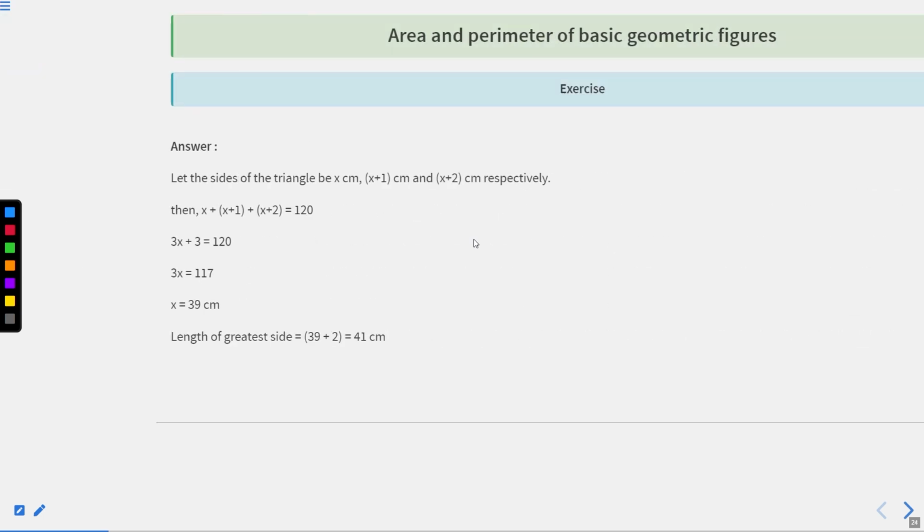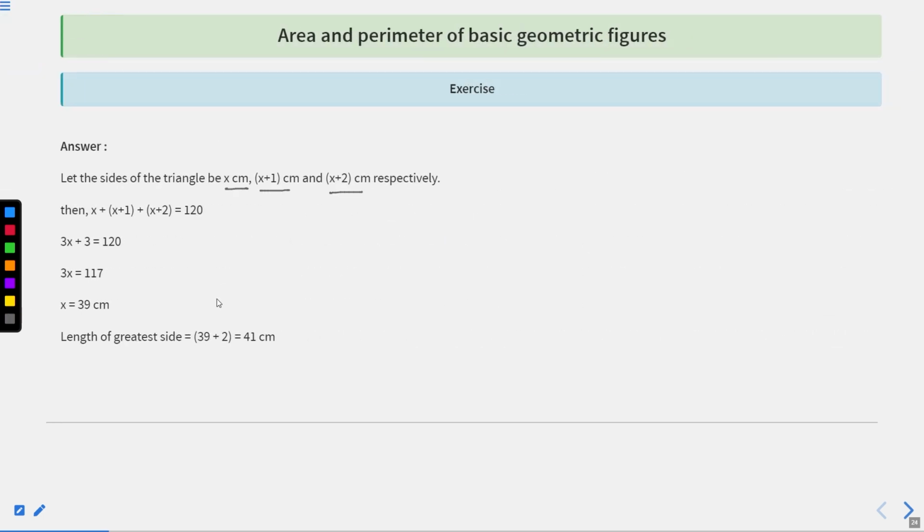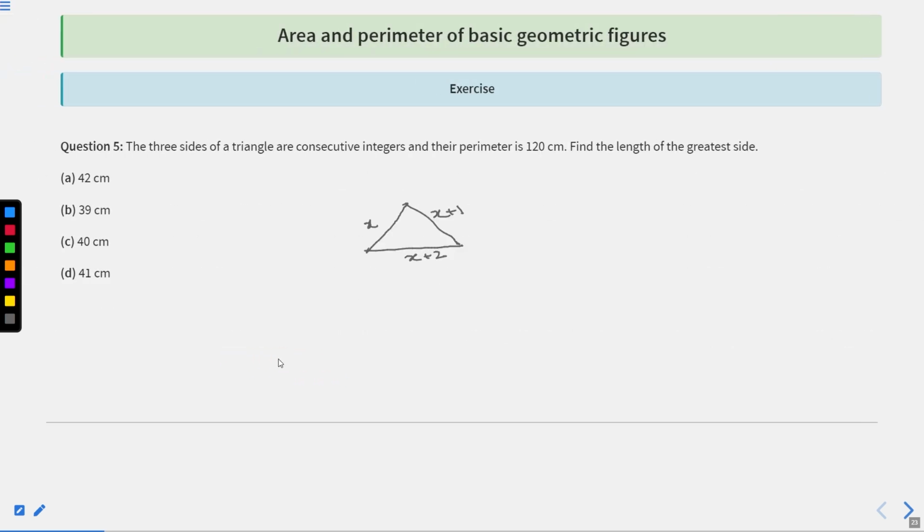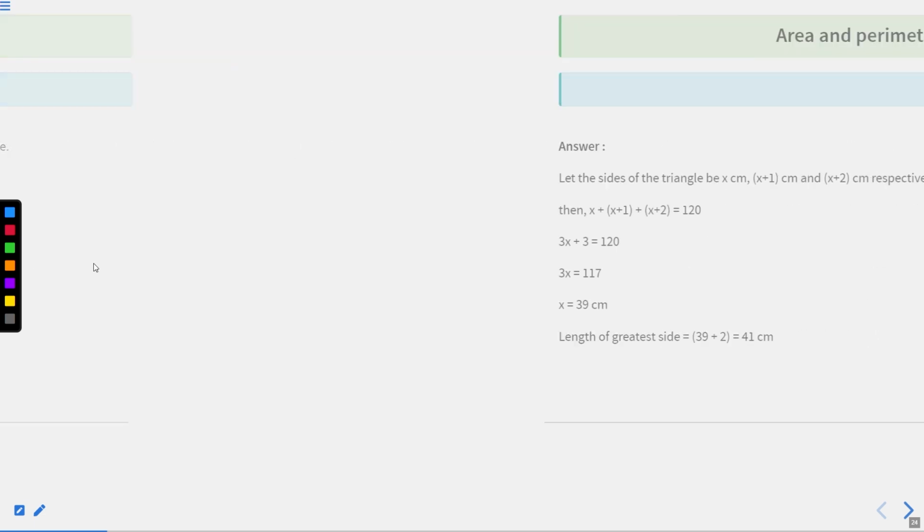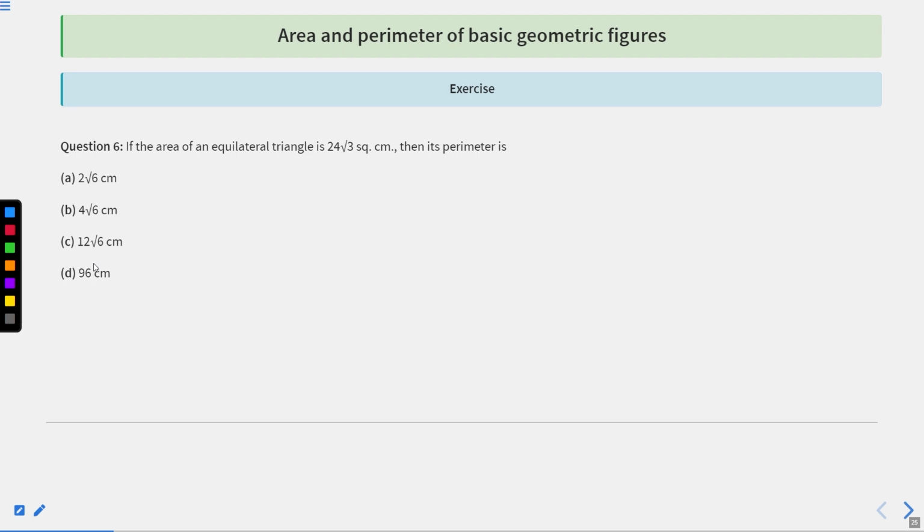So if I substitute the obtained value of x in x plus 2, then definitely I'm going to obtain the largest side, the greatest side. That will be 39 plus 2, and it is equal to 41 centimeter. So option D is correct. So here's the solution for question number 5 for you. Let us now move ahead to question number 6.